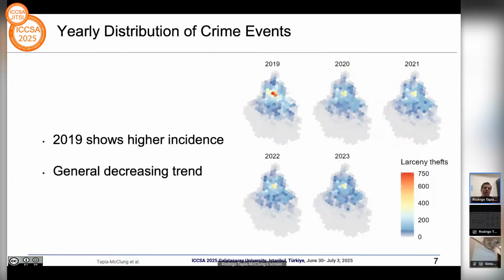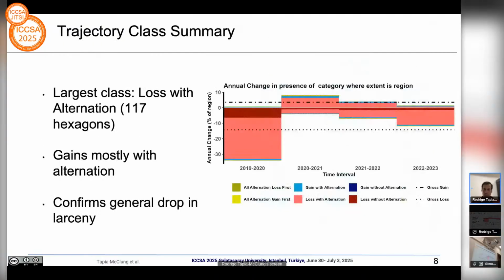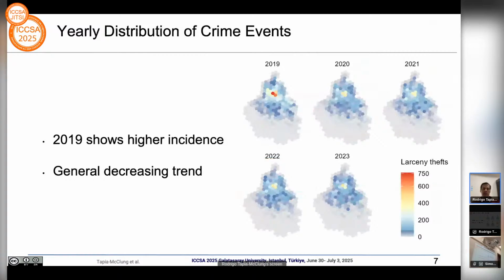If we take a look at the distribution of crime events throughout the years, we can see that 2019 has the highest count for one particular cell, which is roughly about 750 larceny thefts in that year. And as time progresses, we gradually see a decrease in incidents per cell. This agrees with official figures and reports that state that larceny theft has been decreasing every year since 2019. So we confirm that general decreasing trend throughout time and space.